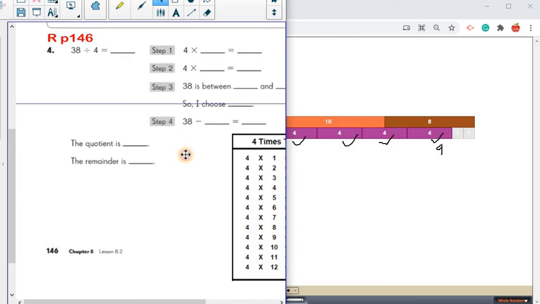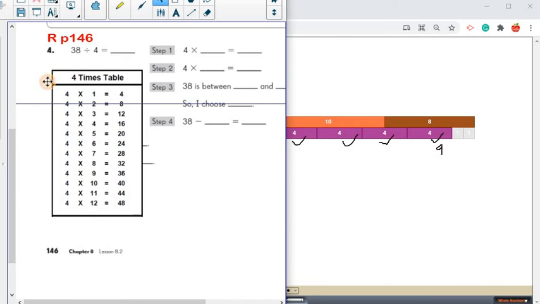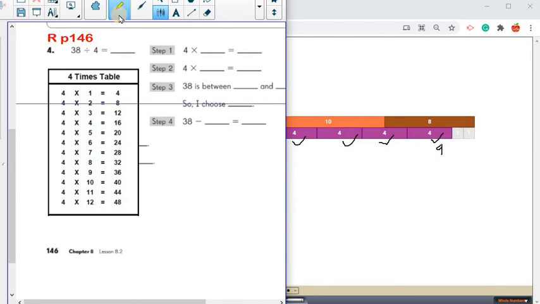I'm going to grab my multiplication table, and I want to focus on the 4s because I'm dividing by 4. So that 4 and that 4, that's why I grabbed the 4 times table, because that's what I'm thinking about. Now it's asking me here, step 1. I want to see how close I can get to 38. So I'm going to look down my table, and I'm going to look for 38.